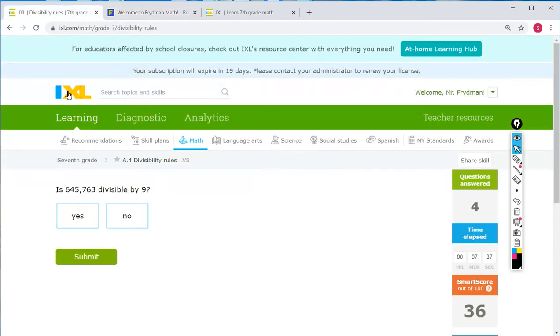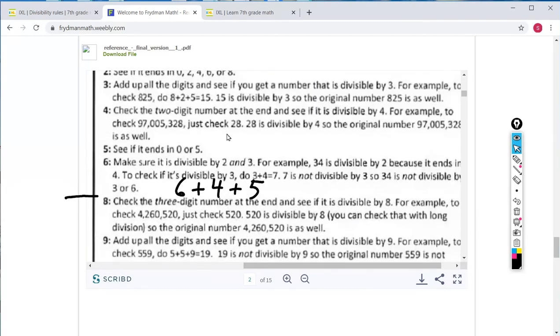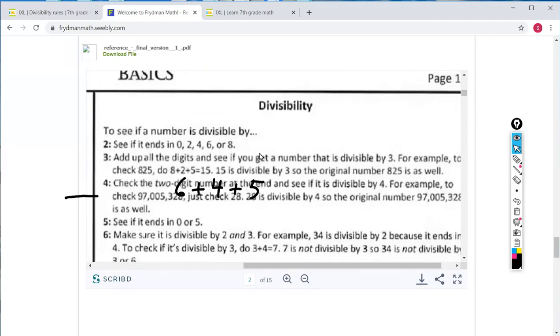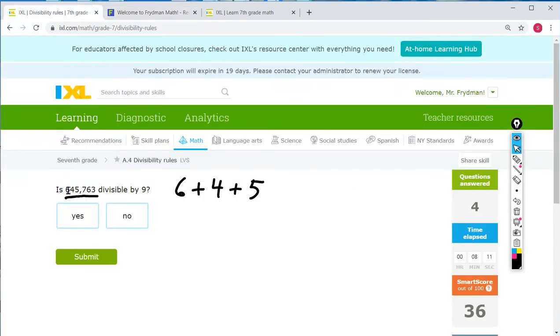So let's apply that rule to this number over here. So what we're going to do is just add all of the digits together from this number. So we have 6 plus 4 plus 5. By the way, I'm not going to prove why all of these rules work. There are good reasons why all these rules work. If we're doing this in class, then I would talk about that. But for this video, I'm just going to show you the rules and how to use the rules. So we're going to take the digits in this number, and we're just going to add them up.